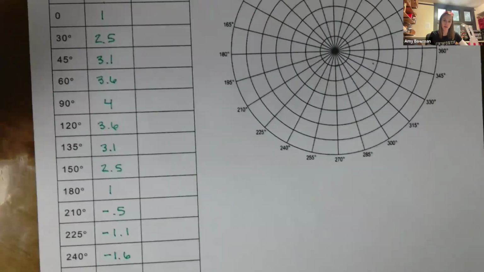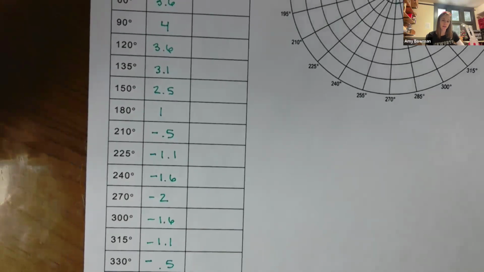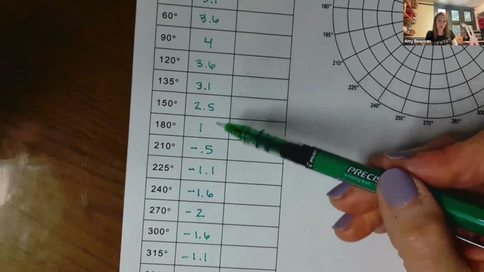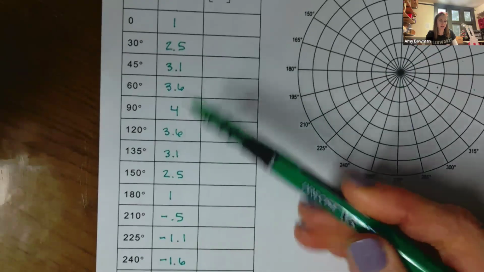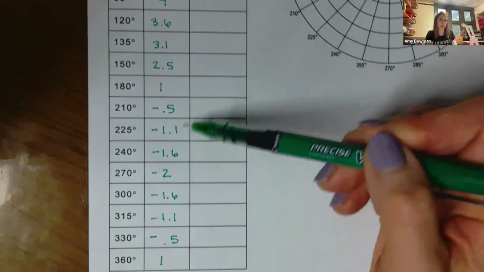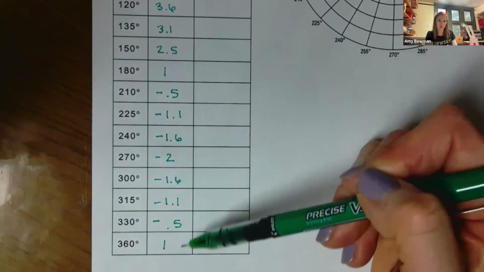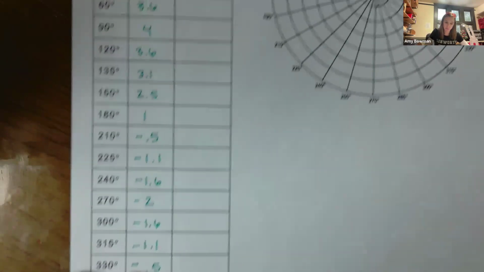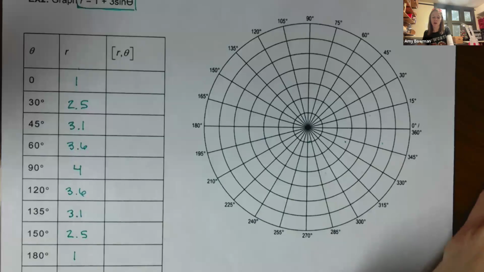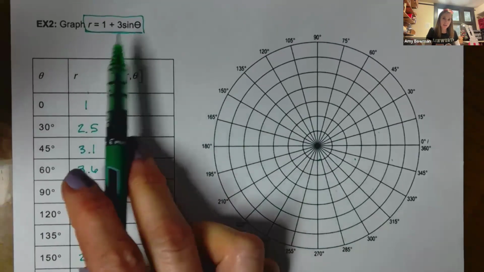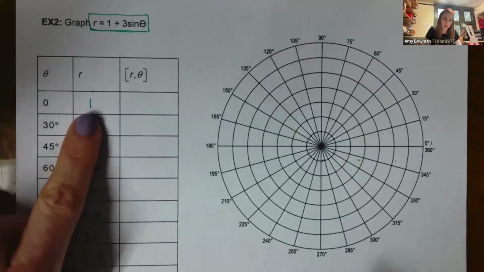All right, so I have filled out the rest of my R values here. Before we even plot these points, you'll find that instead of seeing these values start to repeat in any familiar way, unlike the other two, they actually get a little bit weirder after 180 degrees. So this is going to be an interesting graph. I definitely want to make sure you guys are following along with where to plot these, because it gets a little tricky with this bottom half of values. Again, we've got 1 plus 3 sine theta, so we'll see what type of polar graph we get here.